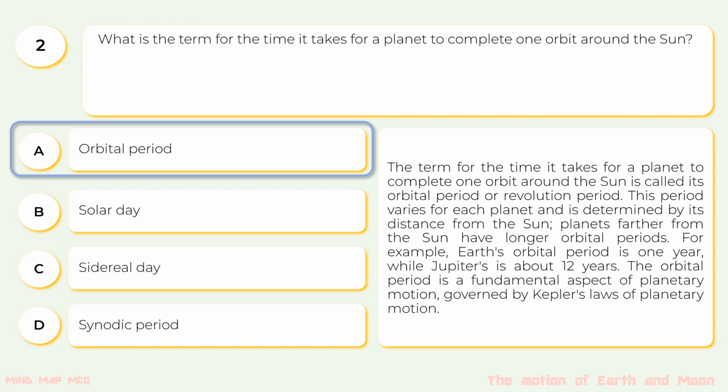This period varies for each planet and is determined by its distance from the Sun. Planets farther from the Sun have longer orbital periods. For example, Earth's orbital period is 1 year while Jupiter's is about 12 years. The orbital period is a fundamental aspect of planetary motion governed by Kepler's laws of planetary motion.